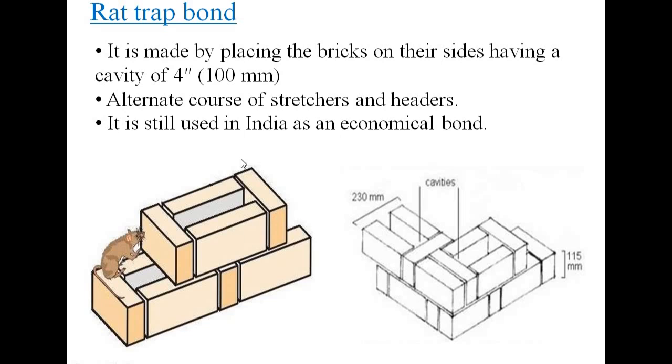The number of bricks required for the same thickness, suppose we are going to construct a wall thickness of 230 mm. Using this bond, we will require fewer bricks due to the void which is there. So the volume is reduced. Here it is also used as an economical bond.